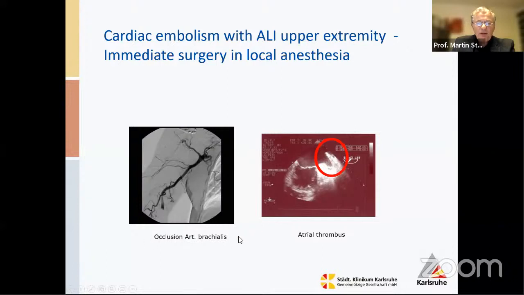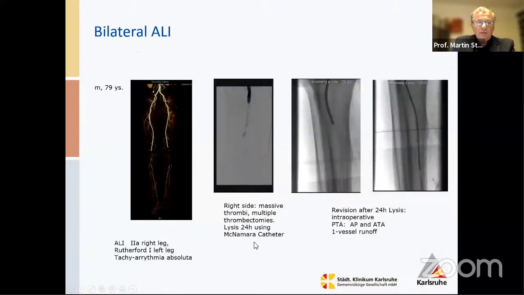So we decided to make a very quick transbrachial thrombectomy, which took 10 minutes in local anesthesia, and it was finished. So there is not much effort to do this sometimes in the OR. And here you see the reason, it was a thrombus in the atrium.